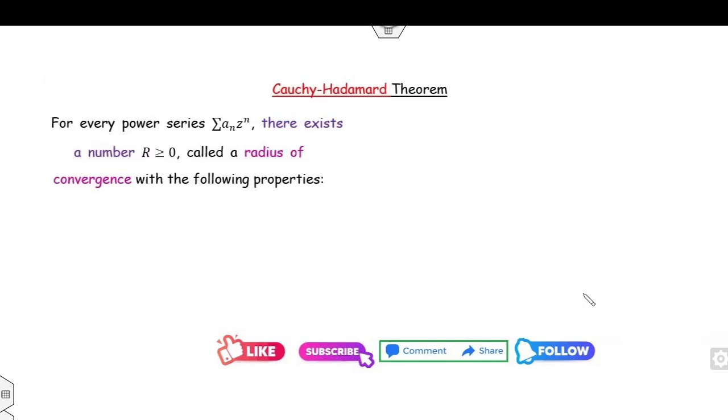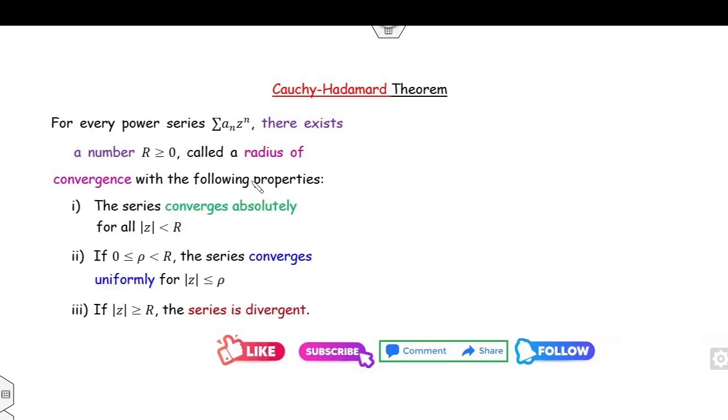Now, once we know how we can apply the Cauchy-Hadamard formula, that is the radius of convergence, this radius of convergence satisfies certain properties. That means whenever you can find the value of R by either of the formulas, then it converges absolutely. It also converges uniformly. That is, the power series converges absolutely, converges uniformly, or diverges depending upon these conditions. The proof is very simple.